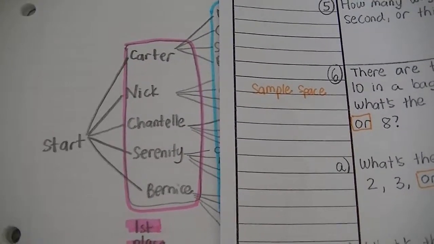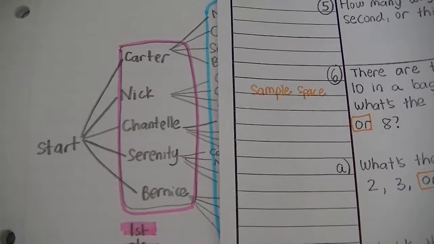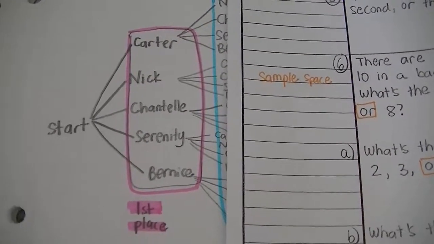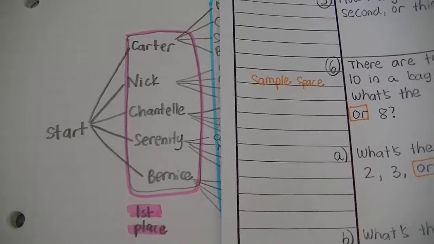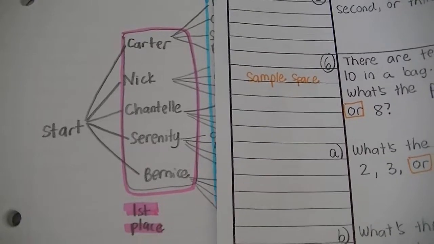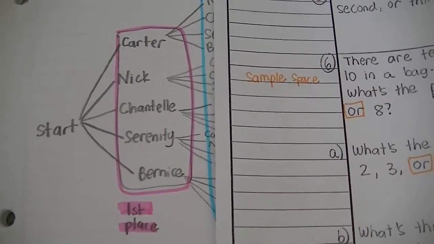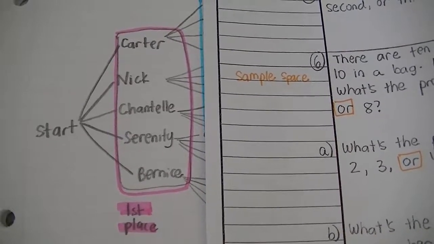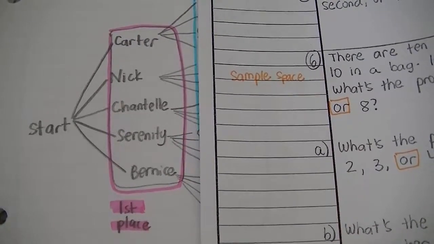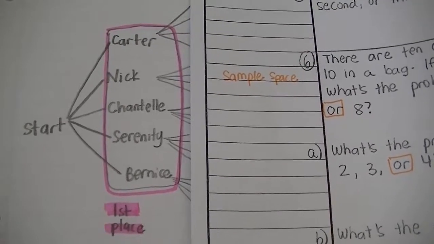Well, if Carter took first place, can he take second place also? No. If Nick took first place, could he also take second place? No. What about Chantel? Could she take both first and second place? Or Serenity or Bernice, could they take first and second place? No, they can't. If that person's in first place, that's all that they can take. They can't take second or third place. So basically, you're going to eliminate them from the next 2 places, okay?